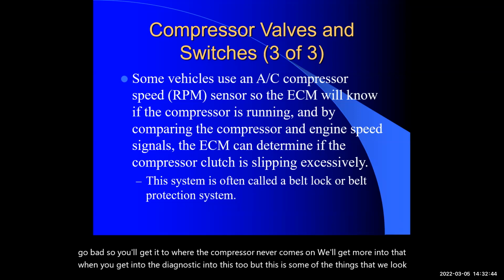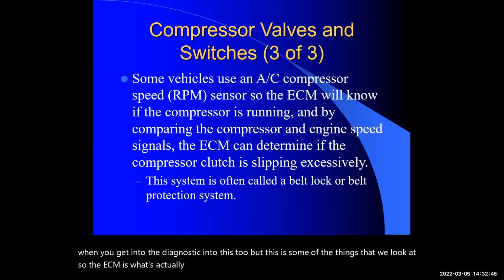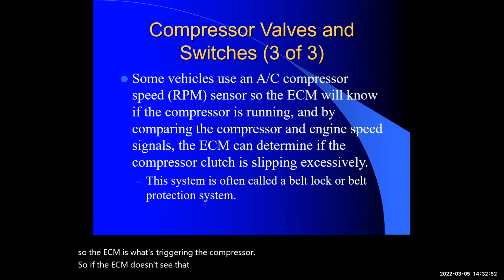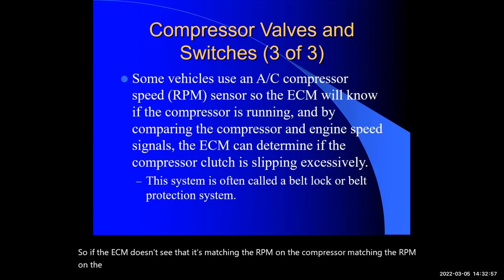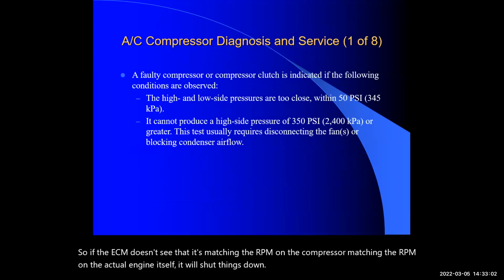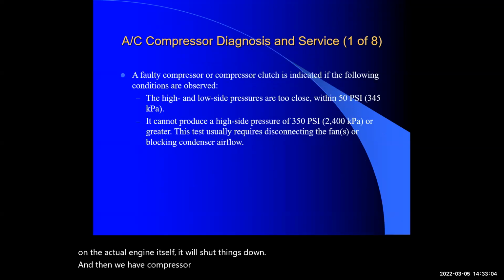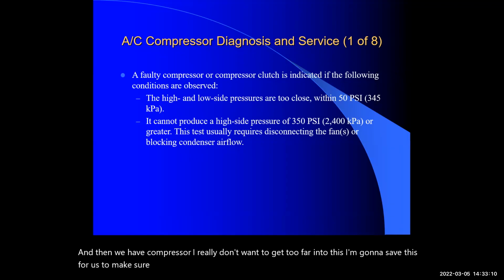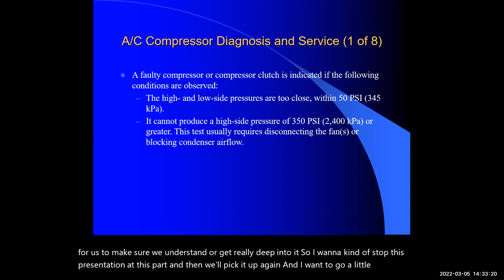So the ECM is what's actually triggering the compressor. If the ECM doesn't see that the RPM on the compressor is matching the RPM on the actual engine itself, it will shut things down. And then we have compressor, well, I really don't want to get too far into this. I'm going to save this so we can get really deep into it. So I want to stop this presentation at this part, and then we'll pick it up again. I want to go a little bit deeper into the diagnostics as we go across.